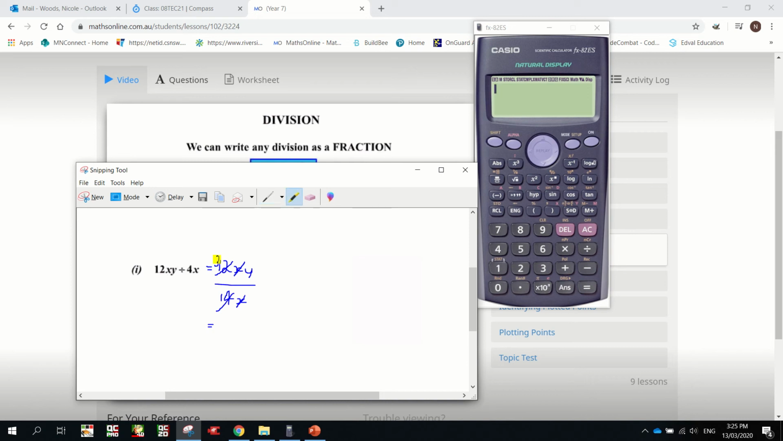Now what are we left with? Well, we're left with the 3 in the top and the y and the 1 on the bottom. So we'd write that as our top line, 3y divided by 1. Now anything divided by 1 is itself. So the answer, 3y. Okay, feel free to pause that and copy it down into your book. And I'm going to go on to the next one.